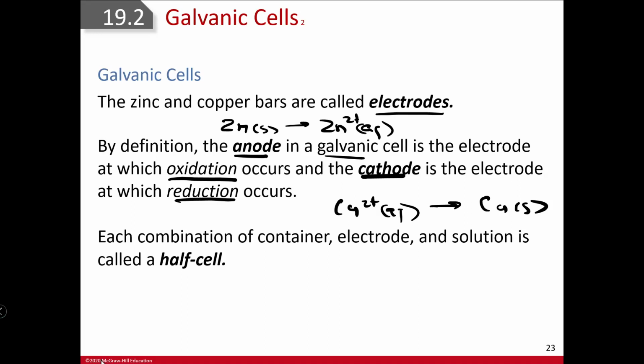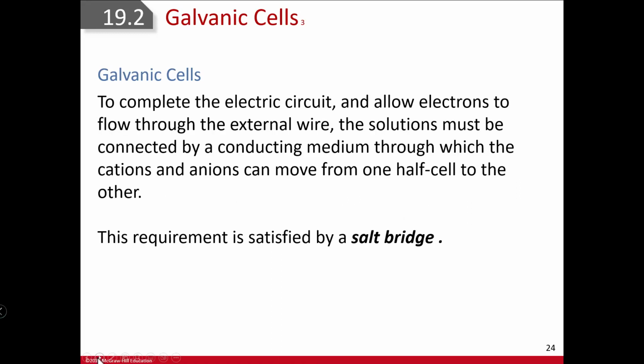So each of these is a half reaction that we've been talking about. There's an oxidation half reaction that happens at the anode, and the reduction happens at the cathode, and these are called half cells. All right, and we need to keep those cells separate so we can get some work done out of them through the electron force there. All right, so here's the important part. It says to complete the electric circuit, we have to allow electrons to flow through the external wire, through the voltmeter, out the other side, through the other electrode.